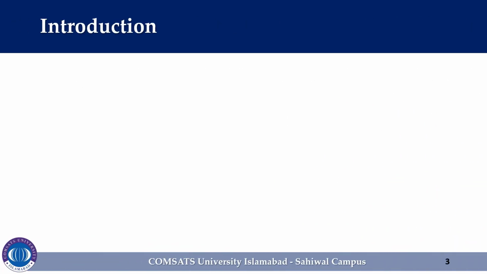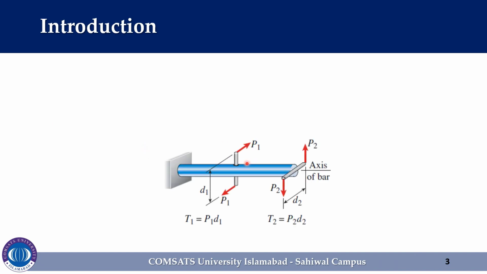However, for better understanding, an idealized case of torsional loading is pictured here, which shows a straight bar supported at one end and loaded by two pairs of equal and opposite forces. The first pair consists of the forces P1 acting near the midpoint of the bar, and the second pair consists of the forces P2 acting at the end. Each pair of forces forms a couple that tends to twist the bar about its longitudinal axis.